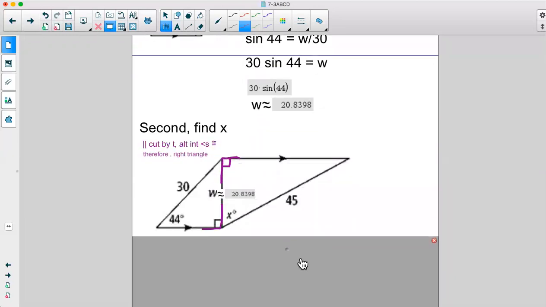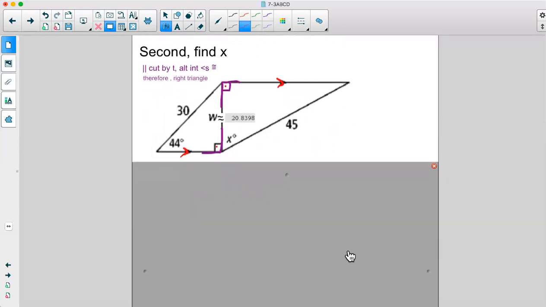But before we do, you have to understand that parallel lines cut by a transversal mean alternate interior angles are congruent. That's the only reason that we know, because they're parallel lines cut by a transversal, alternate interior angles are congruent. That's why we know that this is also a right triangle. And so it's kosher to do trigonometry on it.